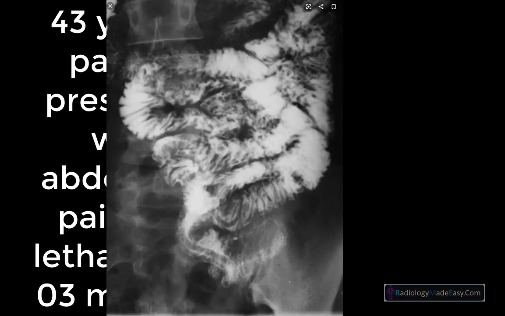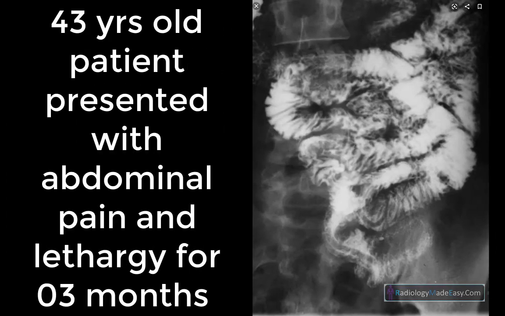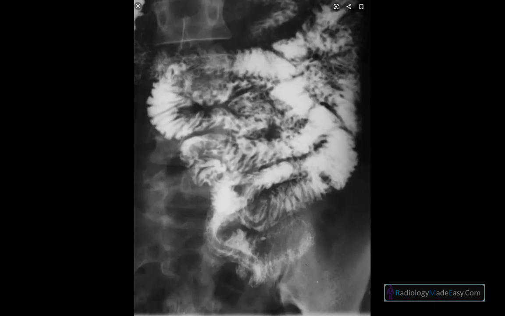Let's see today's case. So this is the image of today's case. First, go through it and come to your own diagnosis. Then we will continue with the case discussion.